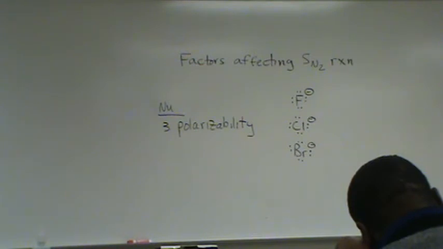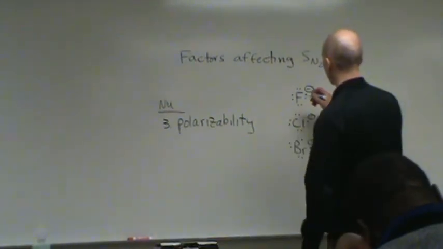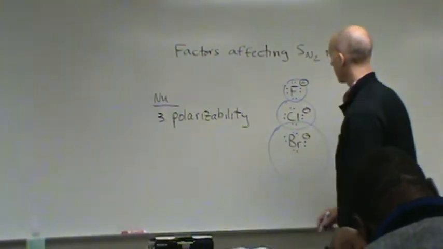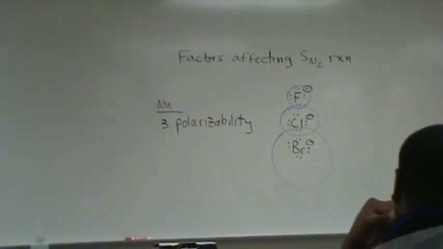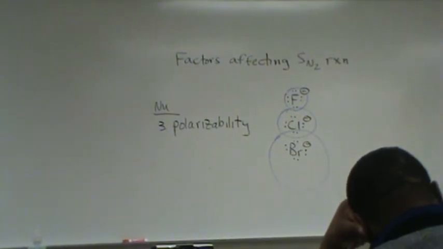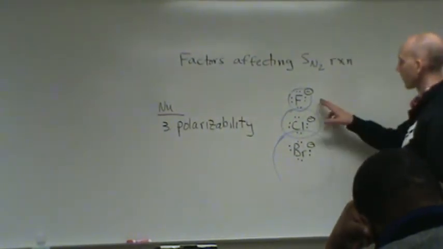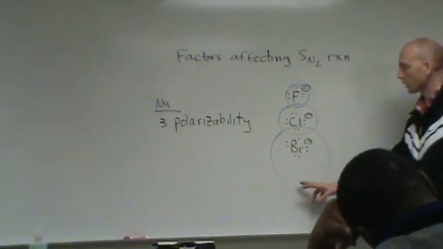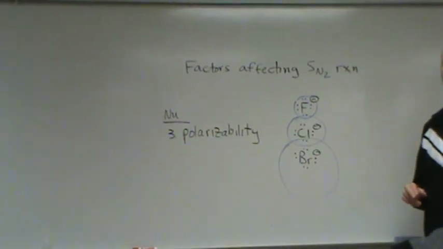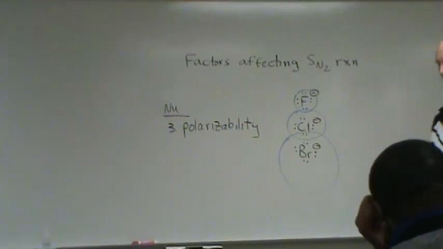Well, can you help me recall what the size is as we go down? What happens to the size? Okay, bigger? Remember Frosty the Snowman? Bromine's pretty big and iodine would be even bigger. So remember, as we went down, since I got more volume, that helped to stabilize the negative charge, and so make it what? A weaker base.